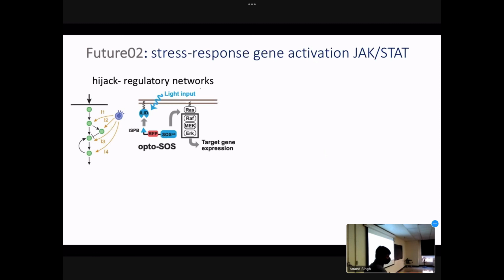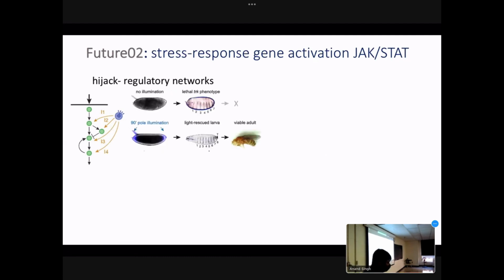By using blue light, you could turn on a specific pathway called ERK, where, just to give you a phenotype of how it will look, if you don't eliminate those embryos, they are lethal. And if you just eliminate on the poles of these embryos, these flies will hatch properly and will be viable adults by total external control.